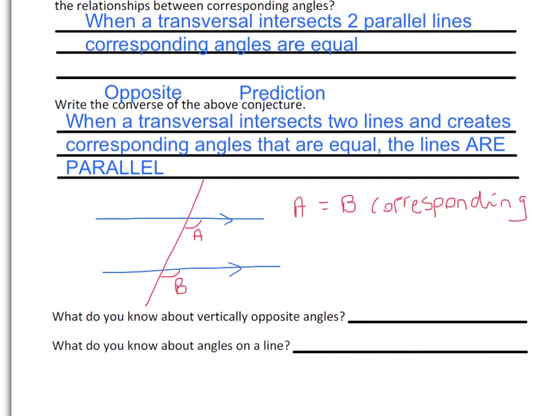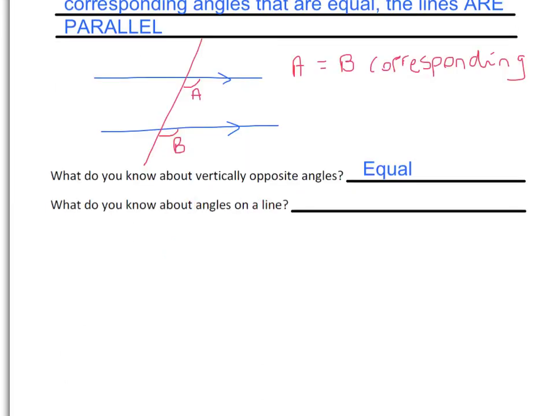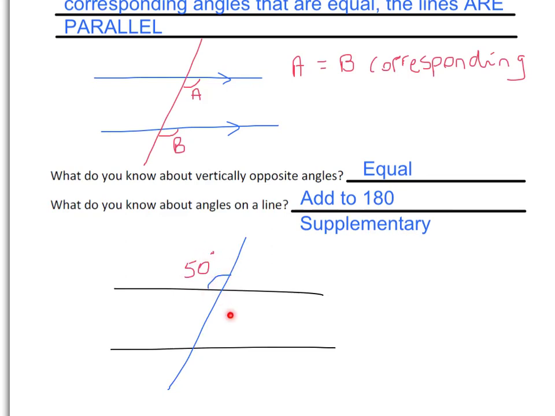What do we know about vertically opposite angles? Well, vertically opposite means they're directly opposite from one another and they're equal. What do we know about angles on a line? Well, they add to 180 degrees and that's called supplementary. Let's take a look at a diagram for both of these examples. If this angle right here is 50 degrees, this angle right here is directly opposite, so it's going to have to be 50 degrees. And this angle over here, this whole line makes 180 degrees, so this angle over here has to be 130. Even though it doesn't look like 130, it should be 130.